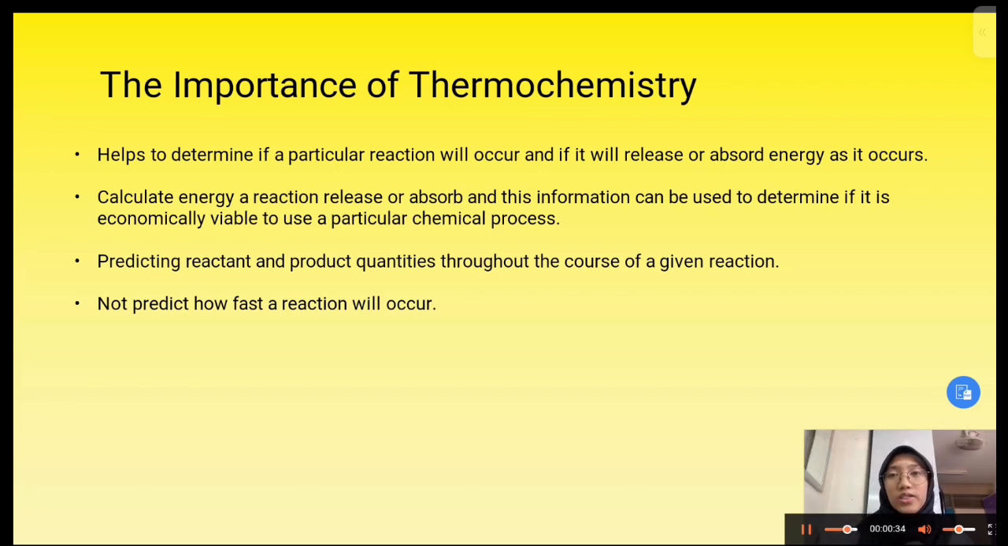Moreover, thermochemistry is important to predicting reactant and product quantities throughout the course of a given reaction. But thermochemistry does not predict how fast a reaction will occur.